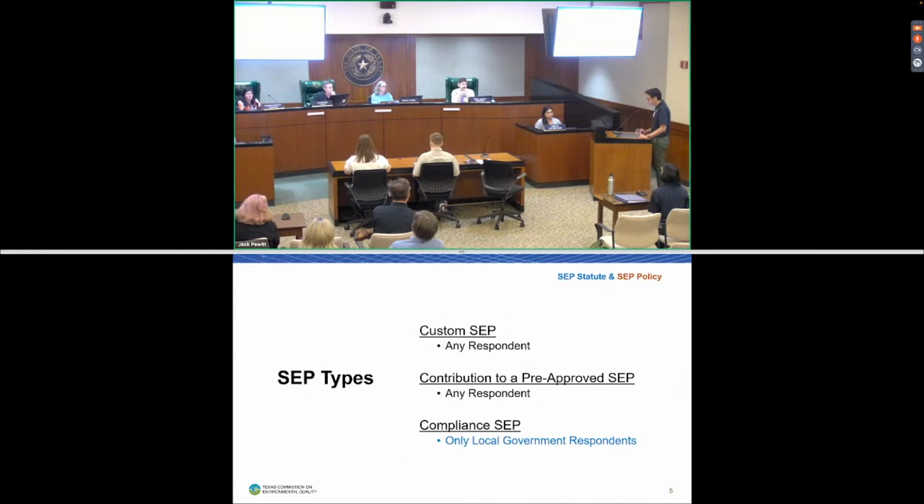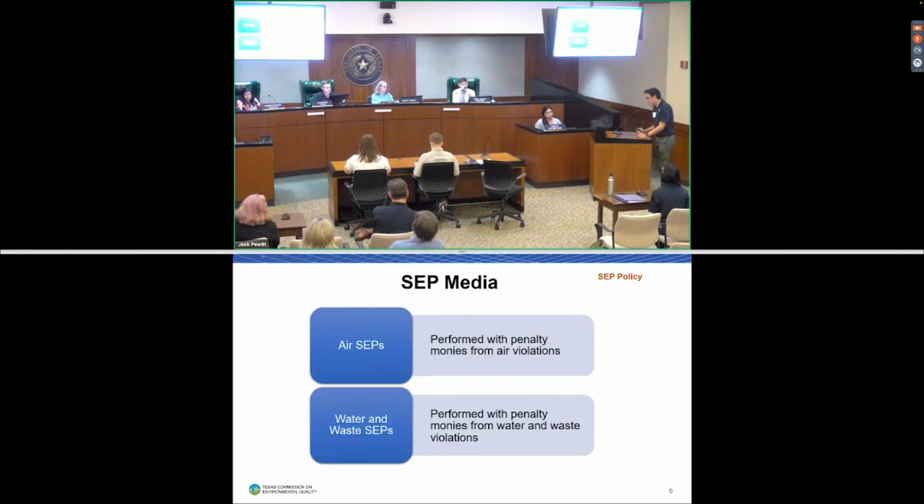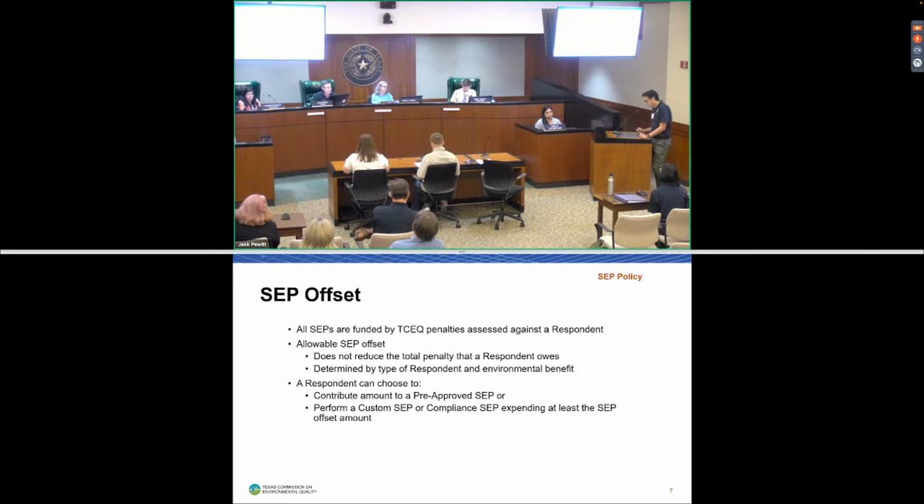So there are 3 types of SEPs: custom SEP, which any respondent can perform; contribution to a pre-approved SEP, which again, any respondent can perform. These are created through the SEP policy; and compliance SEP, which only local government respondents can perform, and that is from the SEP statute. So SEP media. Air SEPs are performed with penalty monies from air violations, and water and waste SEPs are grouped together, and those can be performed with penalty monies from water and waste violations.